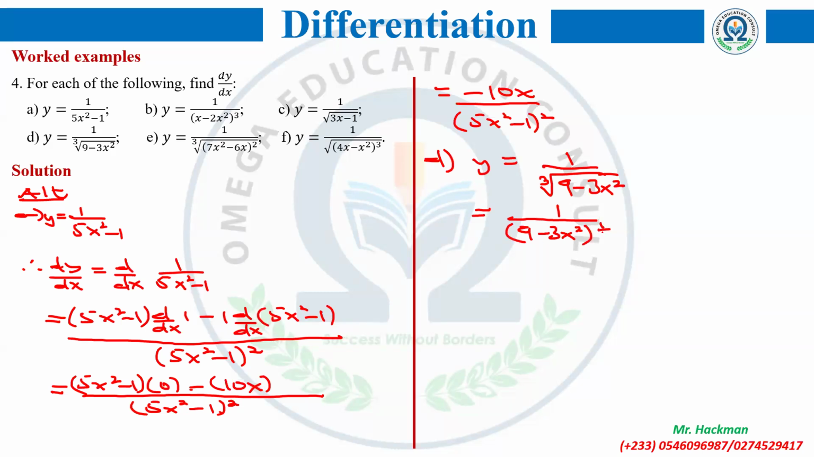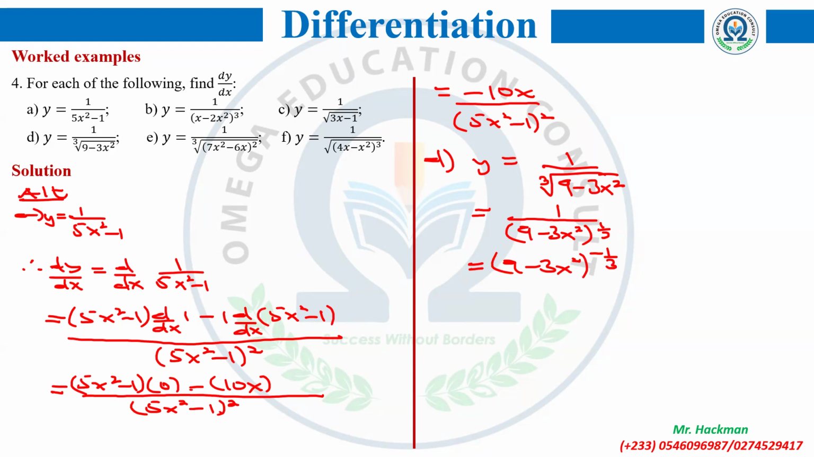Do you agree? Okay, so the exponent is still not explicit. Though the exponent of the denominator is explicit, you want to treat this as just a single function. So I can write this as 9 minus 3x squared, I take this one up, and the exponent will give me minus 1 on 3.